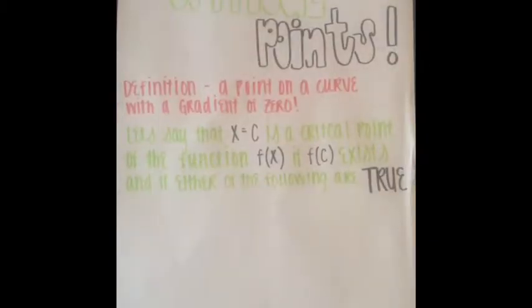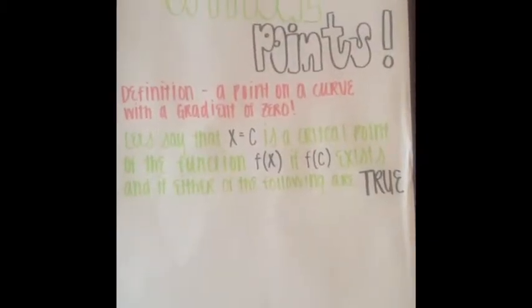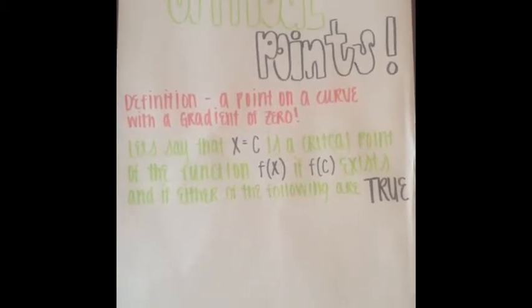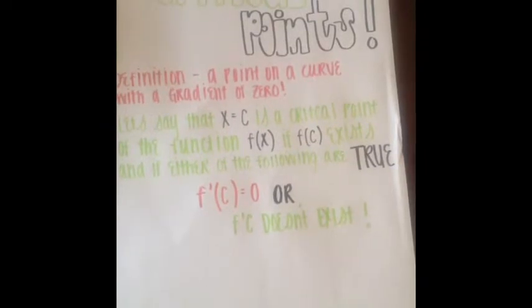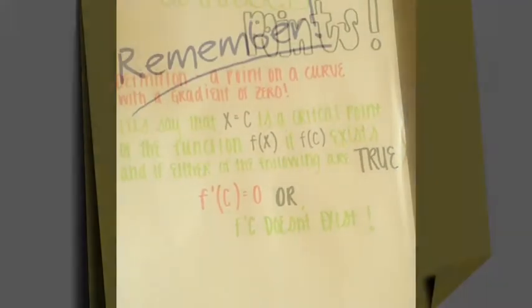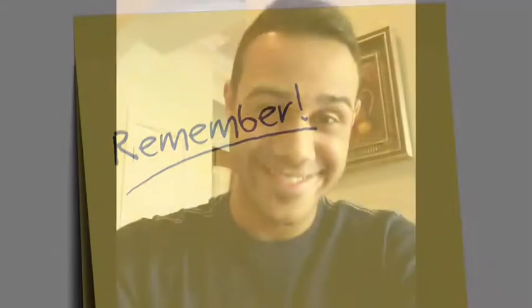So first we need to define all of them and show a few examples before we actually start to use them. We say that x equals c is a critical point of the function f of x if f of c exists and either of the following are true: f'(c) equals 0 or it doesn't exist. Note that we require f of c to exist in order for x equals c to actually be a critical point. This is important and often overlooked.